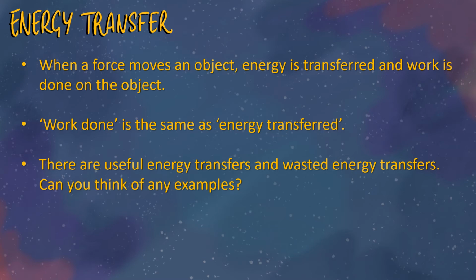There are useful energy transfers and wasted energy transfers. An example of a useful energy transfer is when I press the switch on my hairdryer, the electrical energy is transferred into kinetic energy to make the fans blow around and dry my hair. That is a useful energy transfer. The wasted energy transfer is that it also makes a really loud noise, which isn't needed. So that is wasted energy. When we're talking about useful energy, it's the energy that's transferred into the object's job, the object's purpose.